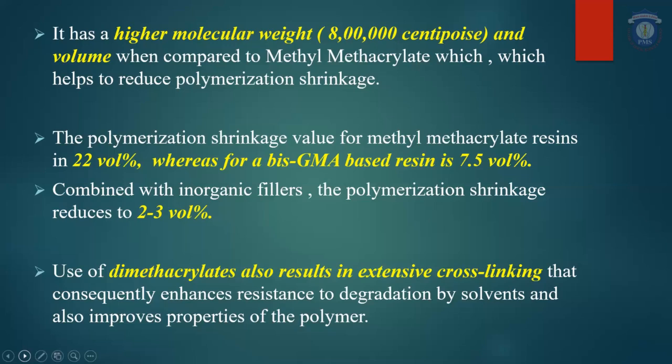The polymerization shrinkage value for methyl methacrylate resins is 22 volume percent, whereas for bis-GMA based resins it is only 7.5%. The polymerization shrinkage also depends upon the volume of resin that is entering the polymerization reaction. Therefore, when they are combined with inorganic fillers, the polymerization shrinkage is again reduced to 2 to 3 volume percent.